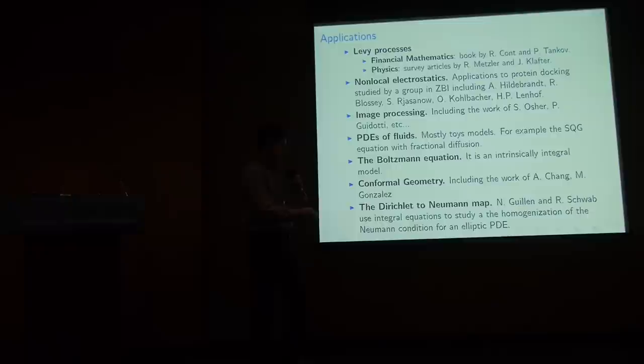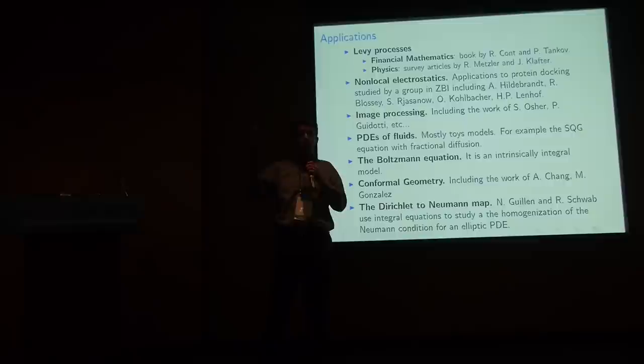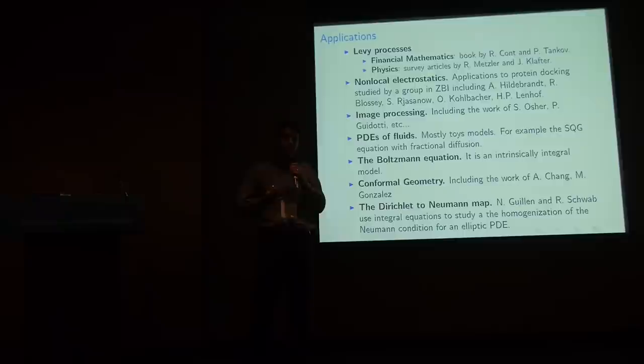So what they do is they take a homogenization problem: a second-order elliptic equation with an oscillating Neumann condition. Then they study the homogenization of this equation, and in order to prove the result, they use integro-differential equations. Essentially, the reason why their method makes sense is that if you take the Dirichlet to Neumann map for an elliptic equation, you get an integro-differential equation of order 1. So they use results for integro-differential equations to study homogenization on the boundary for the Neumann boundary condition of a second-order equation.